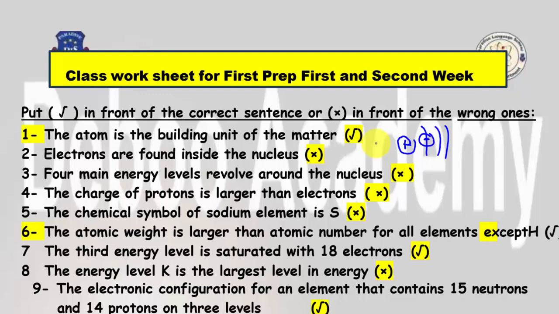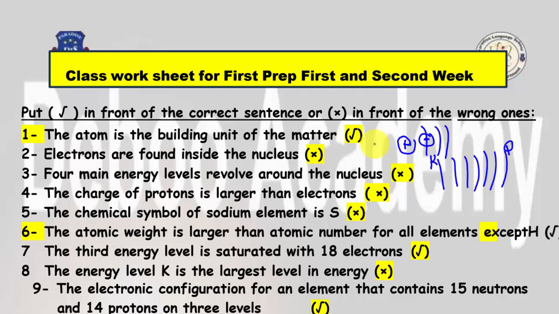Four main energy levels revolve around the nucleus. No, there are 7 energy levels, which are K, L, M, N, O, P, Q. It begins with K and ends with Q.